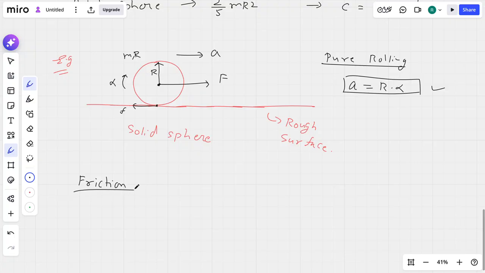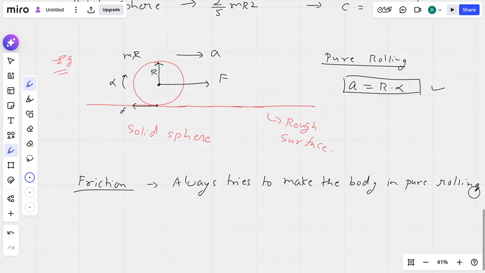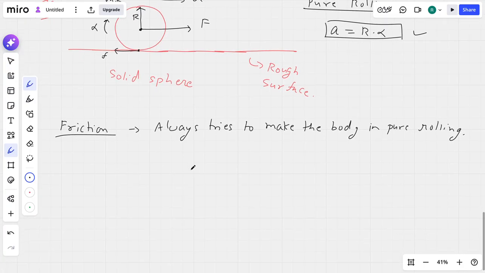Friction always tries to make the body in pure rolling. We have to understand this point. Okay, fine. Now let's move ahead.